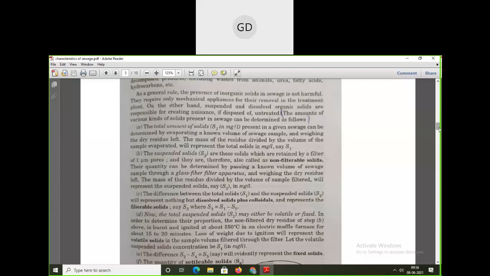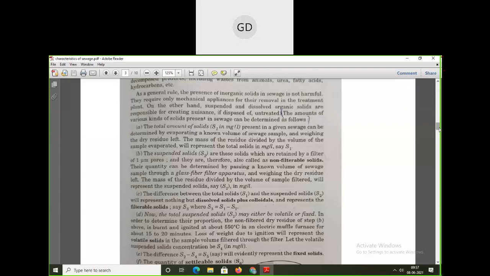In the wastewater, from your kitchens, when you wash your rice, there will be carbohydrates, there will be fats and oils. All these things come from the kitchens, laundries, or restaurants. So these things are your organic solids.